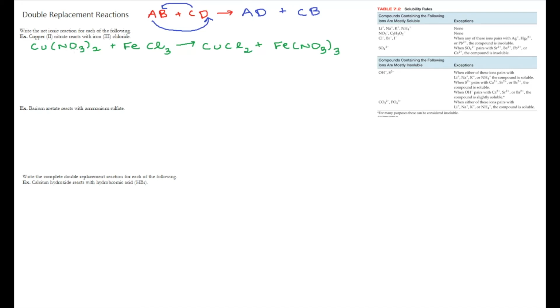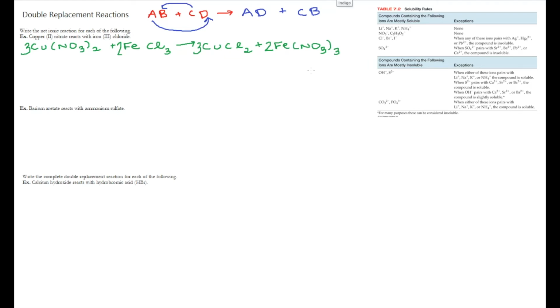The last thing I have to do really quickly before I move on is balance. Right now I've got 2 nitrates here and 3 nitrates here. To make 2 and 3 equal to each other, I'm going to put a 2 in front here to make that 6, and a 3 here to make that 6. Then I now have 3 coppers here, so I'm going to put a 3 here, and I've got 2 irons there, so I'm going to put a 2 there. I should be balanced because I've got 6 chlorines now, 6 chlorines. I'm balanced.